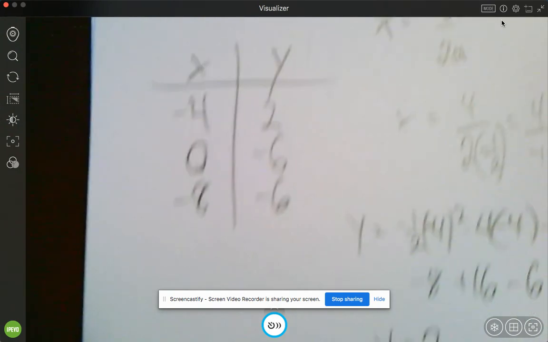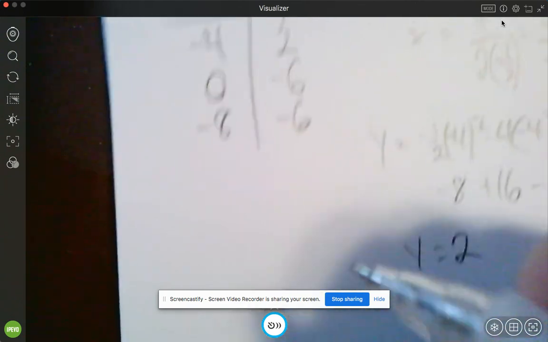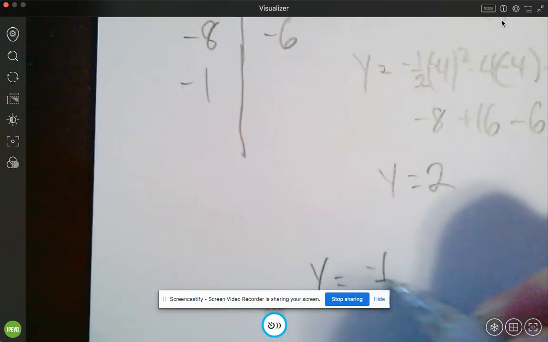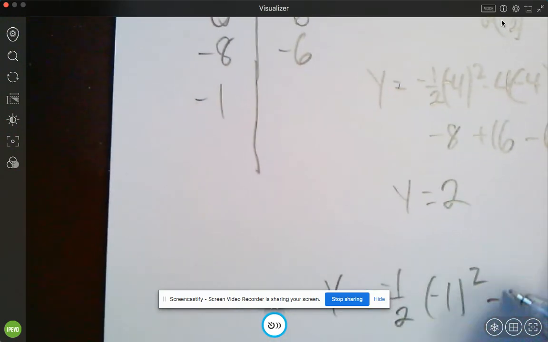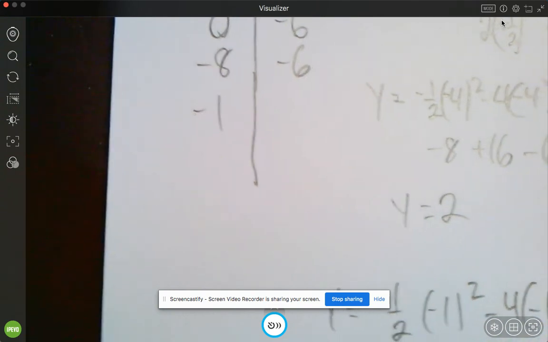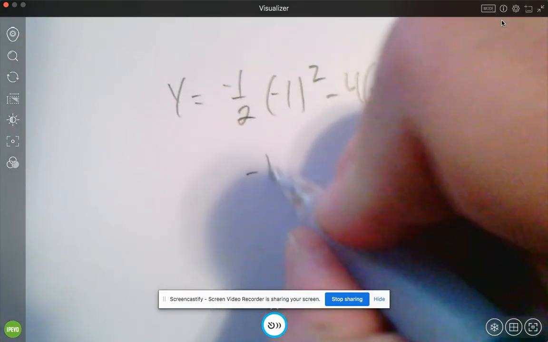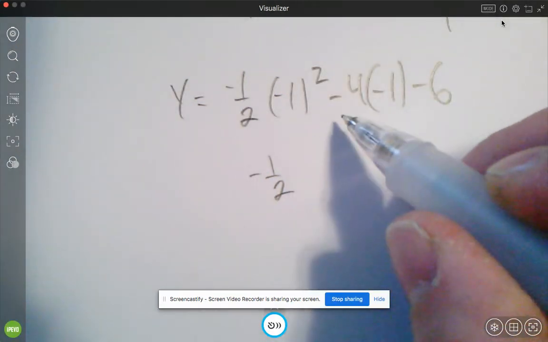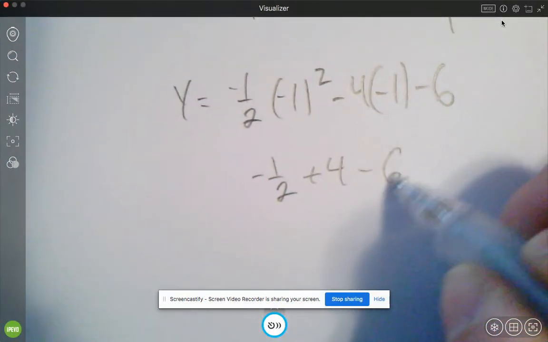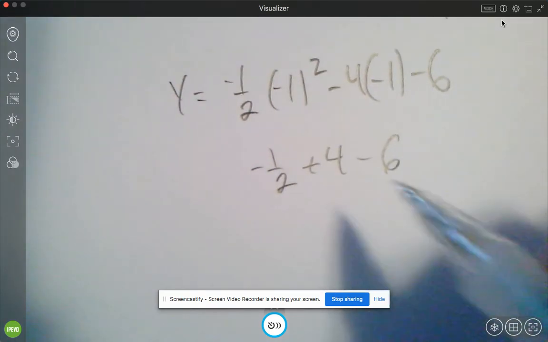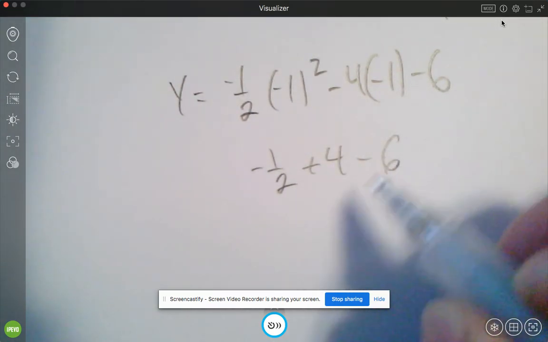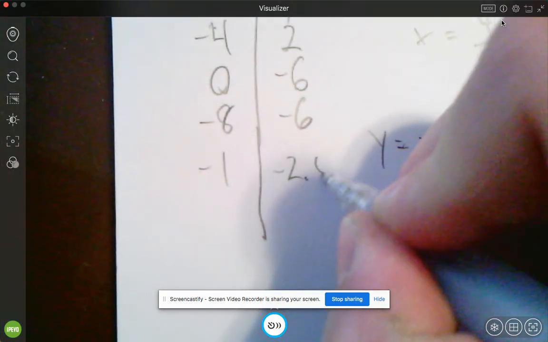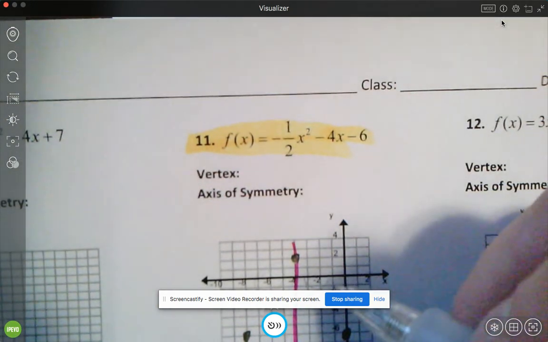Let's throw in -1 just for the heck of it. So when x equals -1, let's see what y equals. So I get y equals -1/2 times -1 squared minus 4 times -1 minus 6. Sorry, that comes out to -1/2. Right? Ew, that's not gonna be good. Plus 4 minus 6. Right? So that's going to be 4 minus 6, isn't that -2? So -2.5. Disgusting. All right, so -1.